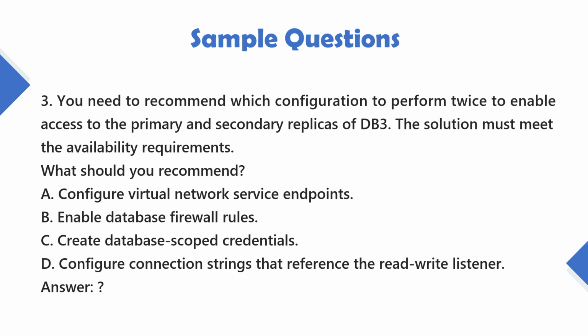3. You need to recommend which configuration to perform twice to enable access to the primary and secondary replicas of DB3. The solution must meet the availability requirements. What should you recommend? A. Configure virtual network service endpoints. B. Enable database firewall rules. C. Create database scoped credentials. D. Configure connection strings that reference the read-write listener.